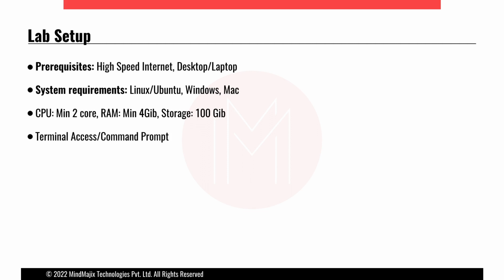We'll have lab setup requirements. We need a personal system, and the system can be a Linux system, Windows system, or Mac system. For setting up any Kubernetes cluster, even Minikube, we require a minimum of 2 CPU cores and 4 GB of memory, and at least 100 GB of storage should be available for deploying different applications.